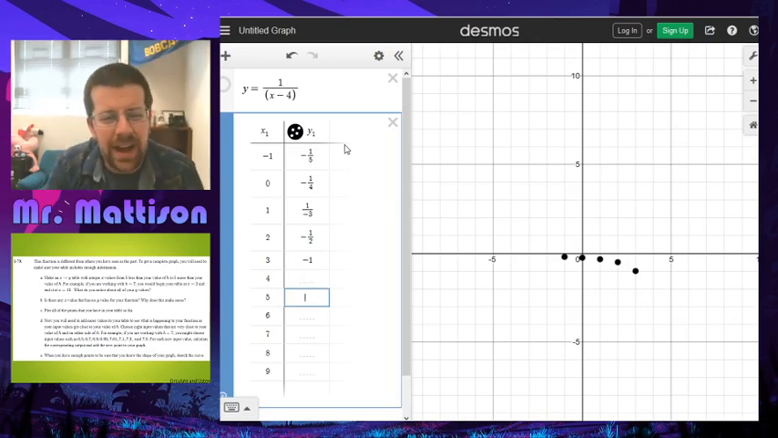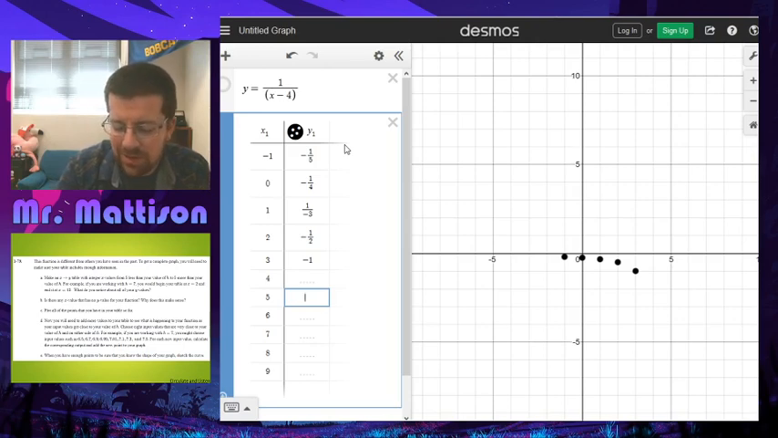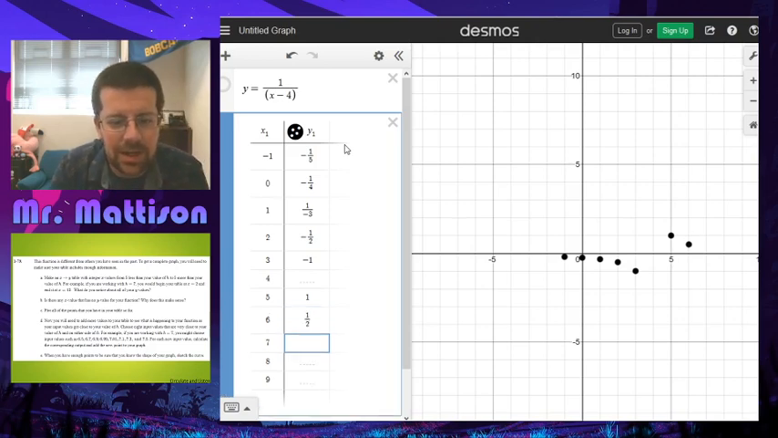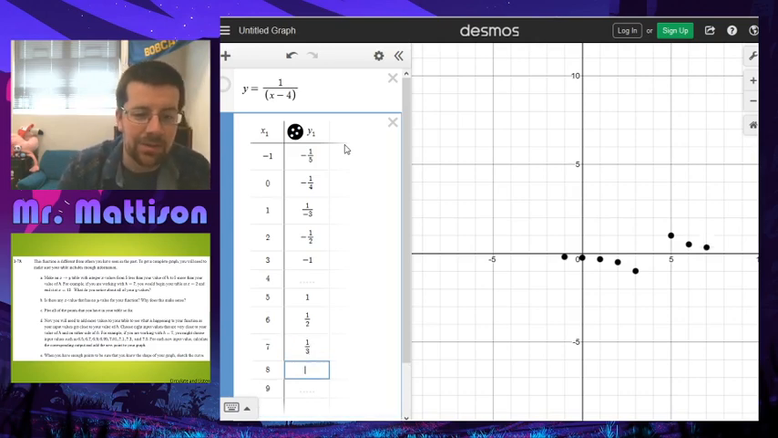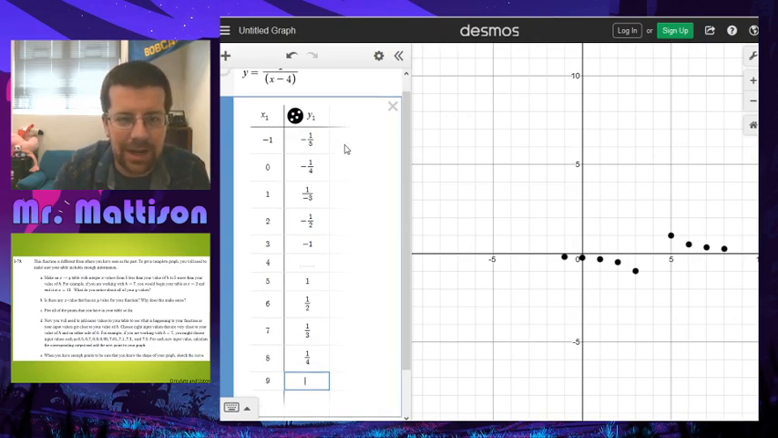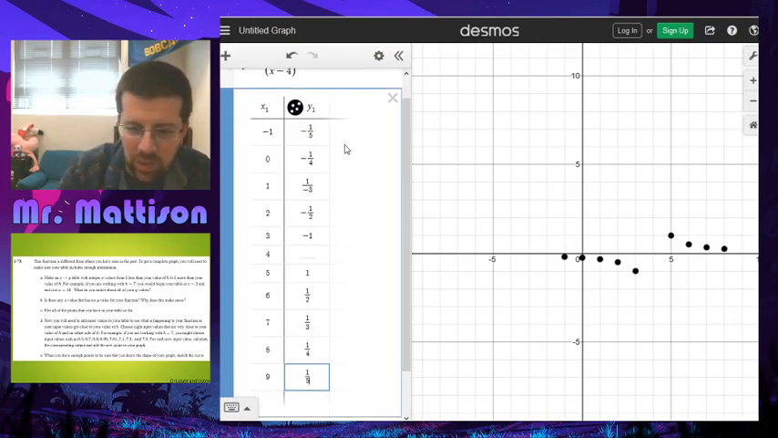If I were to plug in a 5, I would have 1 over +1, which is just going to be a 1. If I were to plug in 6, I'd have 1 over 2, which would be a 1/2. If I were to plug in a 7, I'd have 1 over 3, or 1/3. If I were to plug in 8, I'd have 1 over 4, or 1/4. And if I were to plug in 9, I would have 1 over 5, or 1/5.